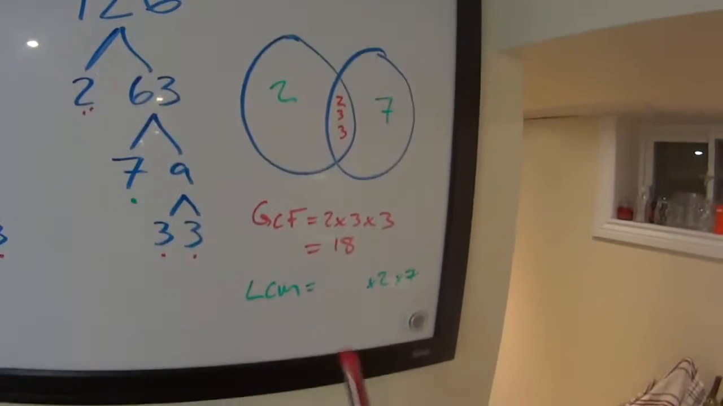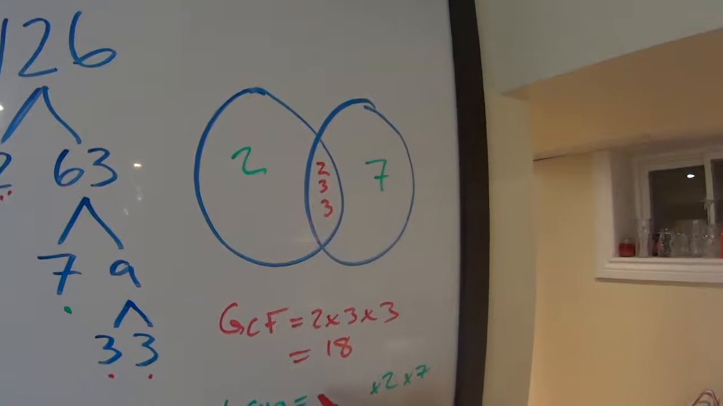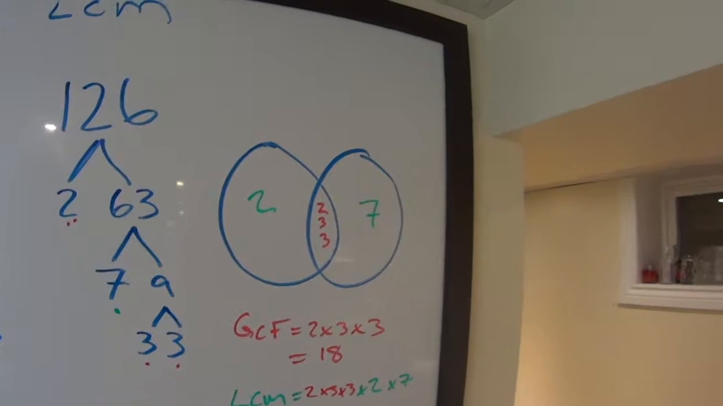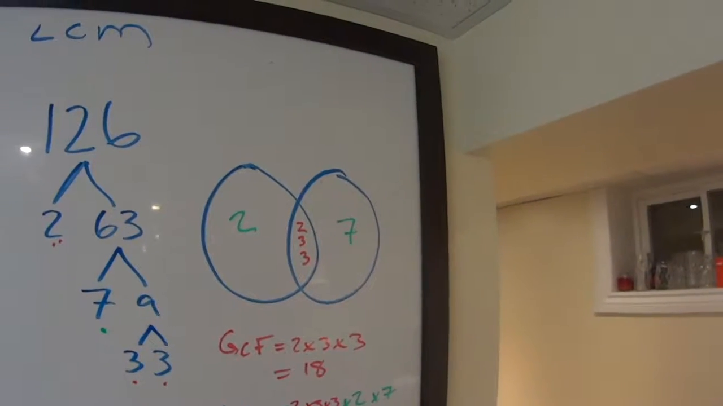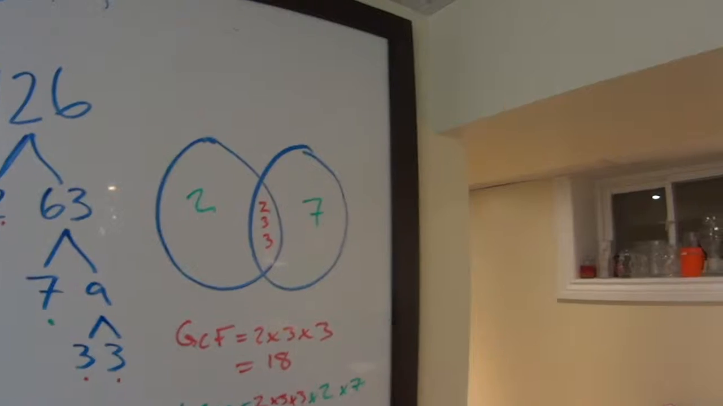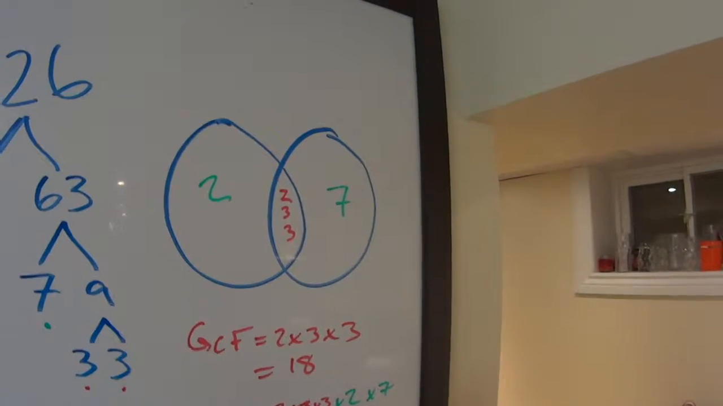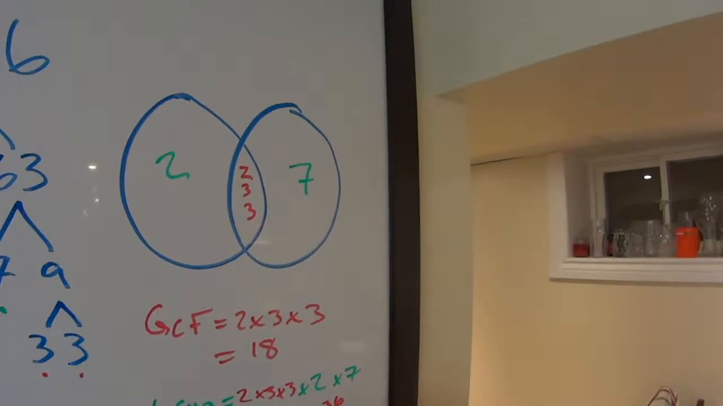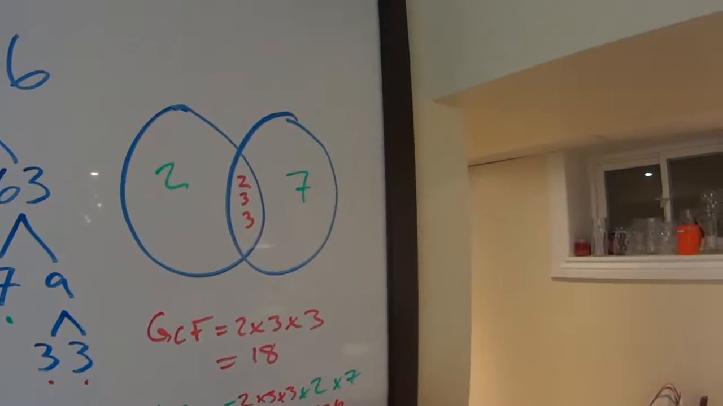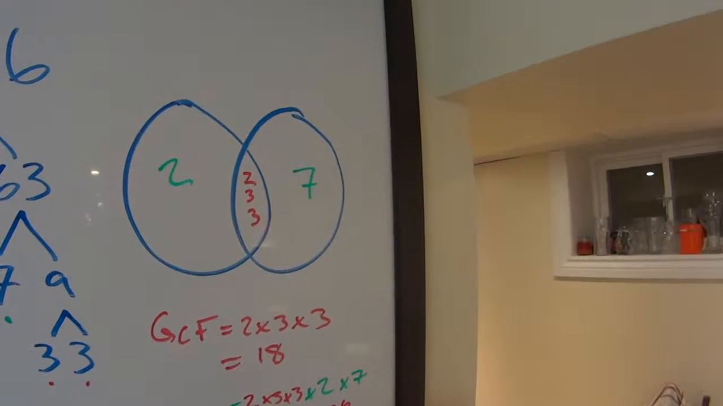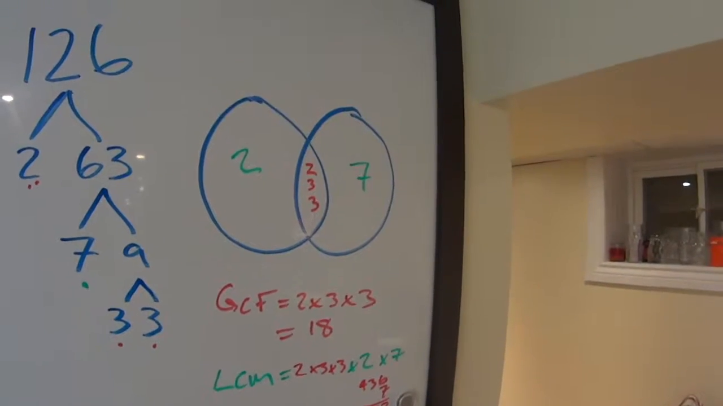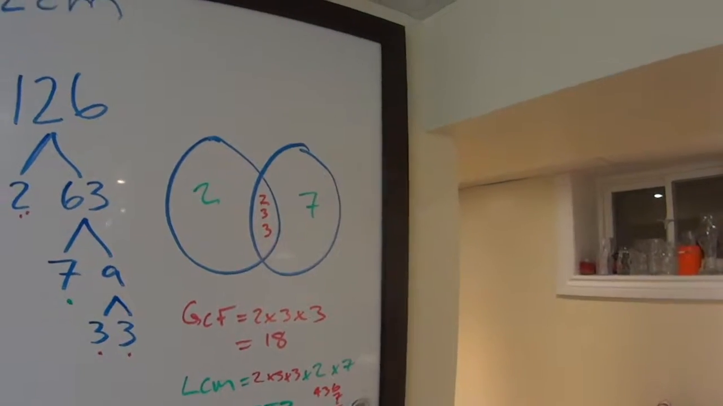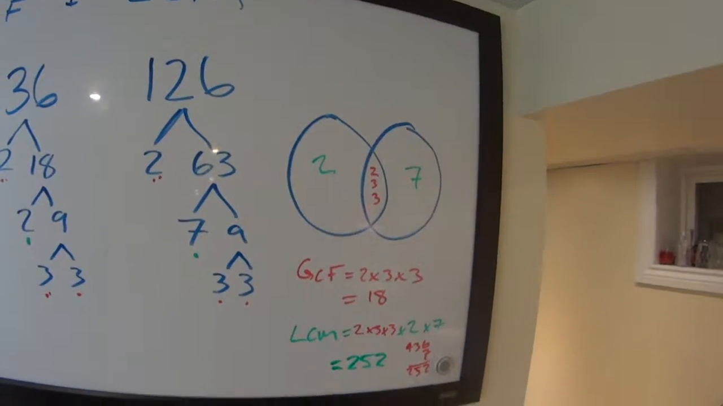We already discussed in class the GCF you add here, but I'll write out in the long form. 2 times 3 times 3. 2 times 3 is 6. Times 3 is 18, we know that. Times 2 is 36. 36 times 7. 42, 7 times 4 is 28, plus 42... 252. LCM, 252. All right, that's the method.